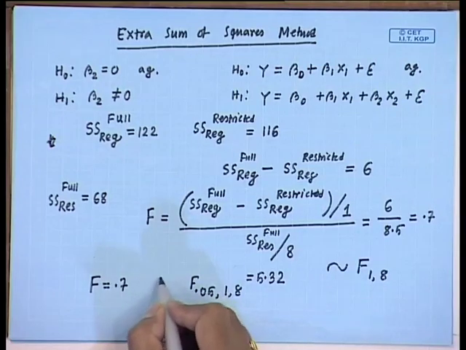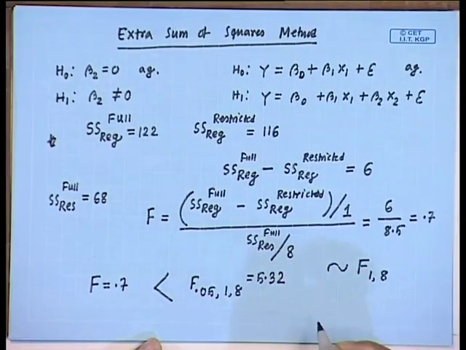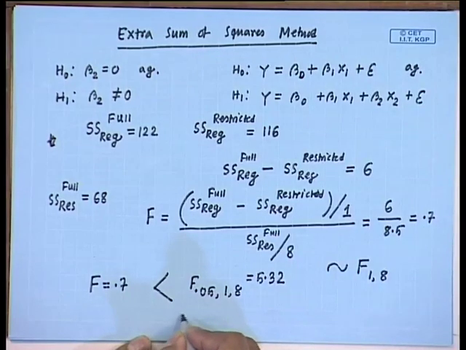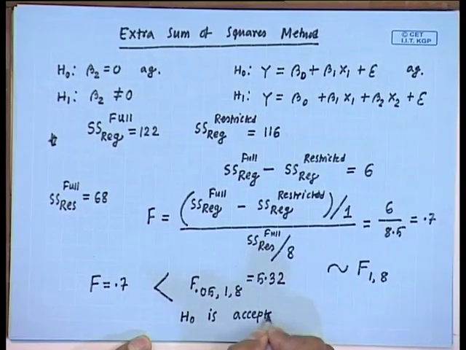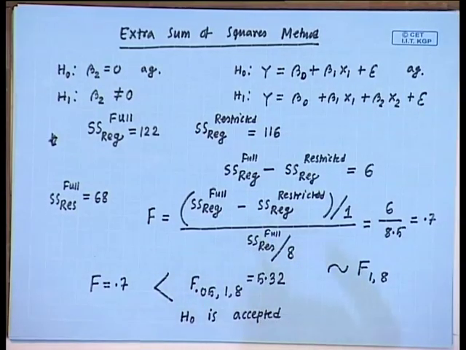So, the observed value is less than the tabulated value. That means the conclusion is that the hypothesis H naught is accepted. The meaning of this is that we accept the hypothesis that beta 2 equal to 0. The meaning of this one is the regressor variable x 2 is not significant in the presence of x 1 in the model. So, basically we got the same result, we concluded the same thing using the t test also.